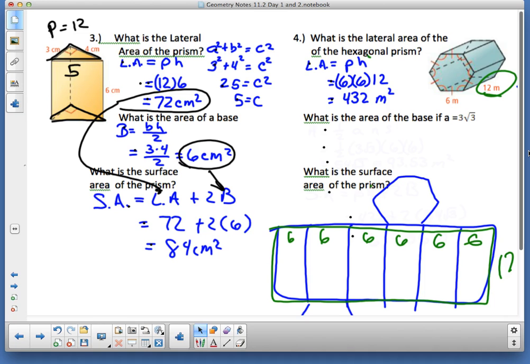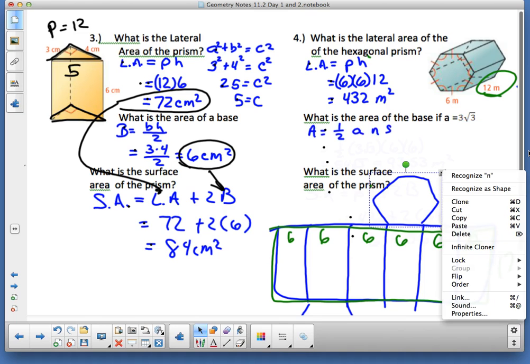Now, we just finished chapter 10. Like it or not, we know, or at least have access to, a formula for a hexagon with an apothem of 3 times the square root of 3. That's what they tell me. So they're shortcutting my work. I'm going to use 1/2 ANS. I'm going to get rid of this net because it's in the way of some other stuff.